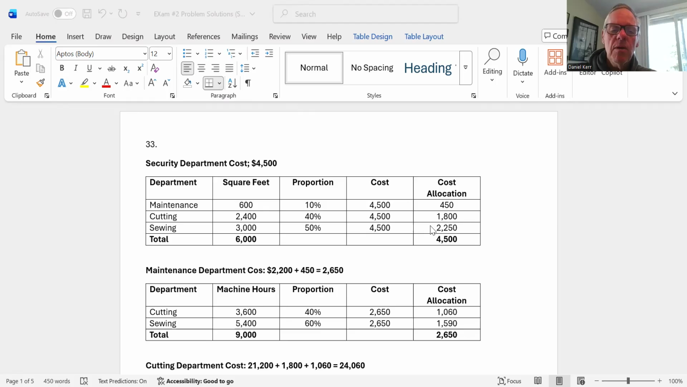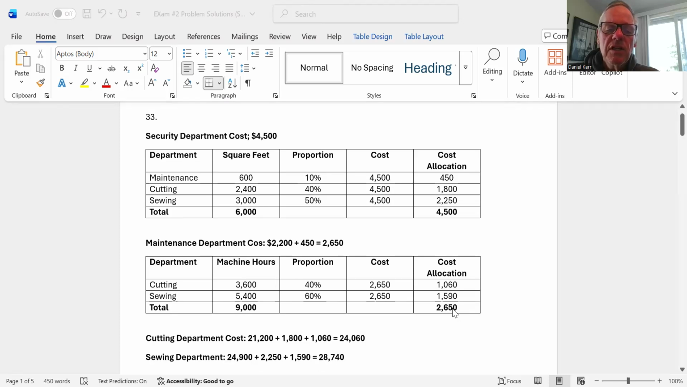And then the maintenance department now includes the 2,200, which you had originally, plus their allocation of the security department cost of 450, so it's now 2,650, and you allocate maintenance on the basis of machine hours, so 3,600 plus 5,400 gives you 9,000, so you got 40% in cutting, 60% in sewing. Your cost you're allocating is 2,650, so here's your cost allocation.